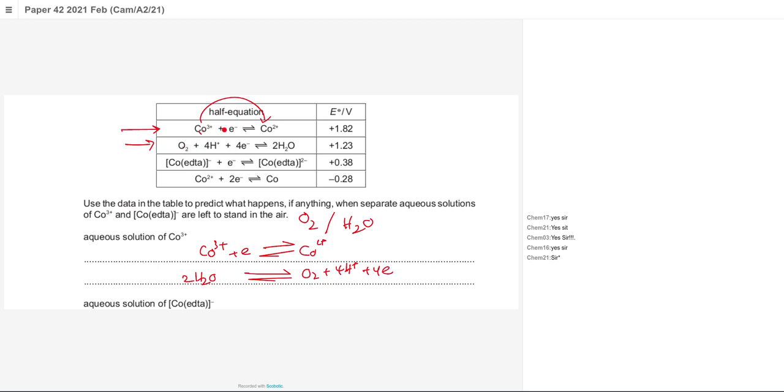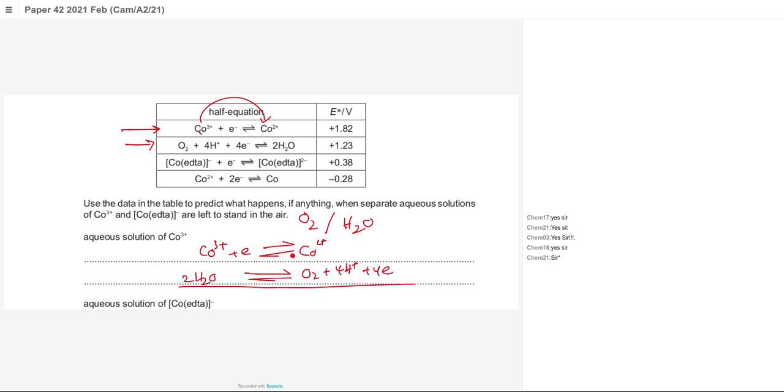In that case, you can't have 2 reducing equations. You can't add these 2 equations, as both are reductions. So one has to be oxidized, and we have to reverse this equation. Why do I reverse it? Because cobalt 3+ to 2+ has a greater reduction potential, which is +1.82, which is more feasible for reduction. And with respect to this equation, which is less positive, it is more feasible for oxidation.